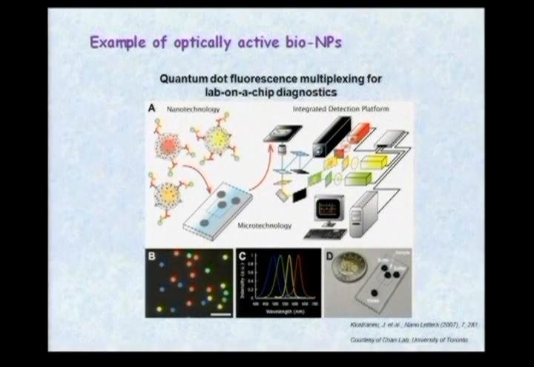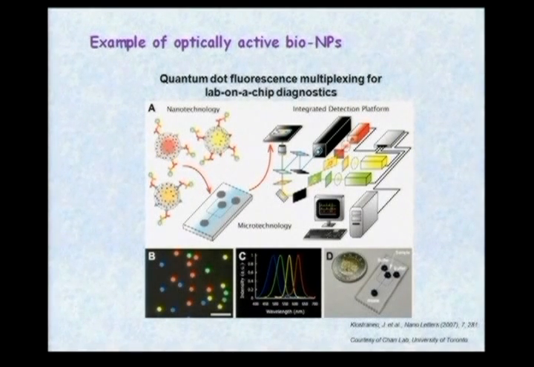Another example of using optically active bio nanoparticles, these are quantum dots used for lab-on-a-chip diagnostics. So here you might be interested in an ex vivo diagnosis using a sample of urine or a sample of blood plasma or even single cells. You have very little material to work with. You want to fluorescently label that material to give you the information, and you want lots of information.